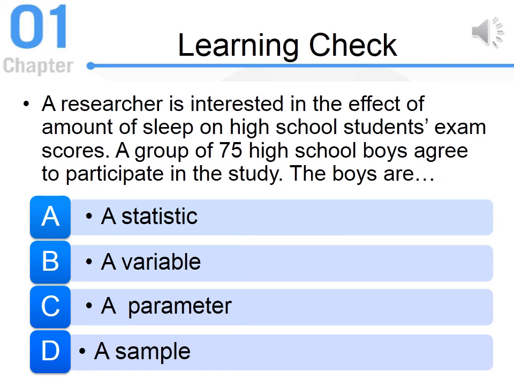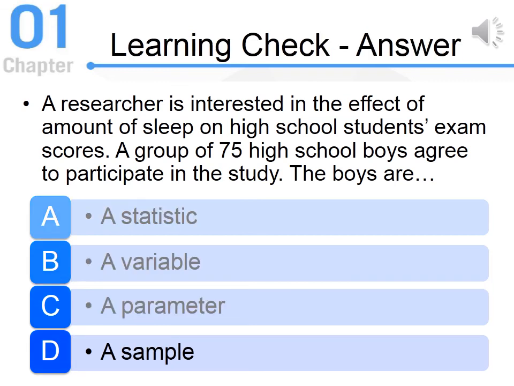Just to make sure everybody's on track, let's do a learning check question. A researcher is interested in the effect of the amount of sleep on high school students' exam scores. A group of 75 high school boys agree to participate in the study. The boys are, what do you think it is? Of course, D is the correct answer. In this instance, the 75 high school boys who agreed to participate in this study represent a sample.